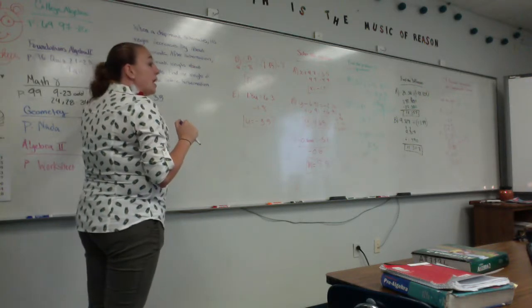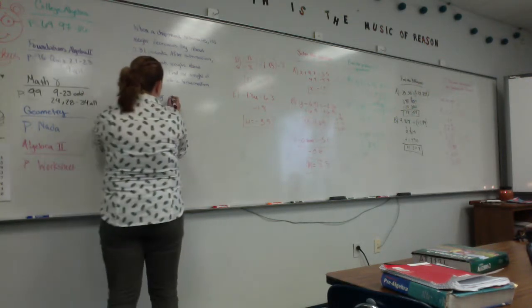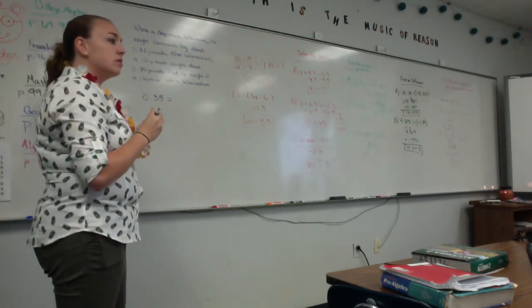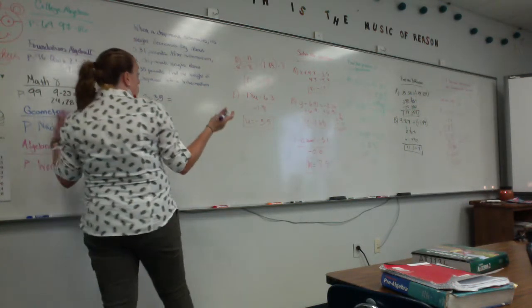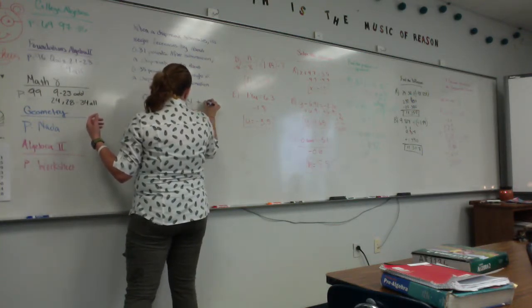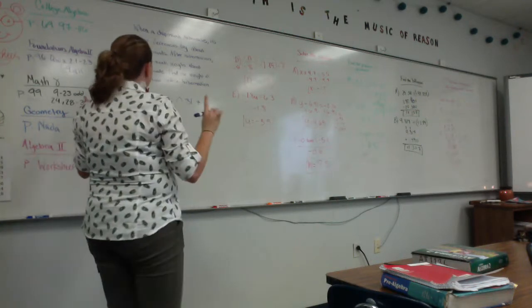This is your end weight, so this should be on one side of your equal sign. 0.35 equals what? 0.31 plus X pounds? Maybe. Let's take a look.